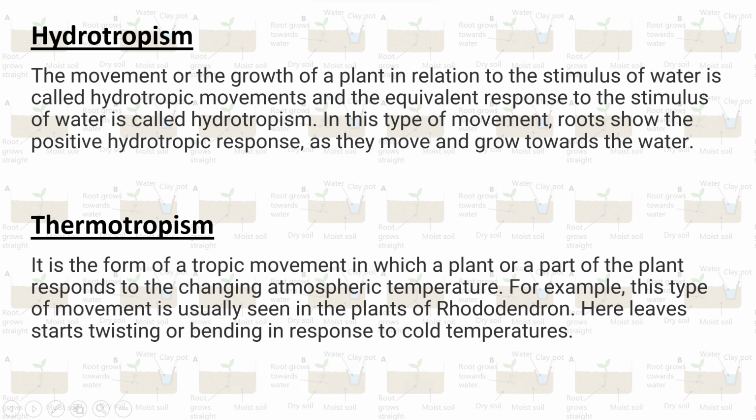Thermotropism. It is the form of a tropic movement in which a plant or a part of the plant responds to the changing atmospheric temperature. For example, this type of movement is usually seen in the plants of rhododendron. Here the leaf starts twisting or bending in response to cold temperatures.